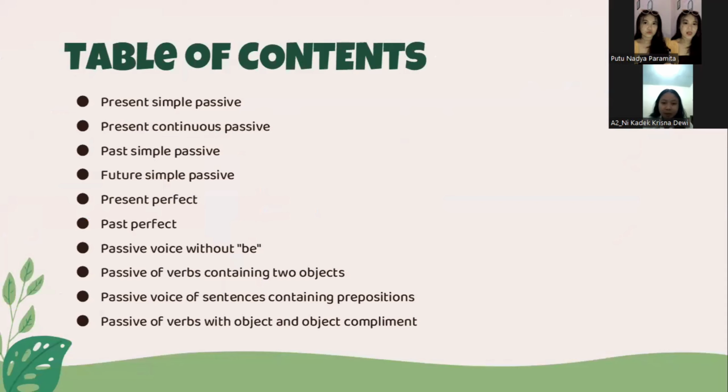This is the table of content. Number 1 is present simple passive. Number 2 is present continuous passive. Number 3 is past simple passive. Number 4 is future simple passive. Number 5 is present perfect. Number 6 is past perfect. Number 7 is passive voice without be. Number 8 is passive of verb containing two objects. Number 9 is passive voice of sentence containing preposition. And the last is passive of verb with object and object complement.